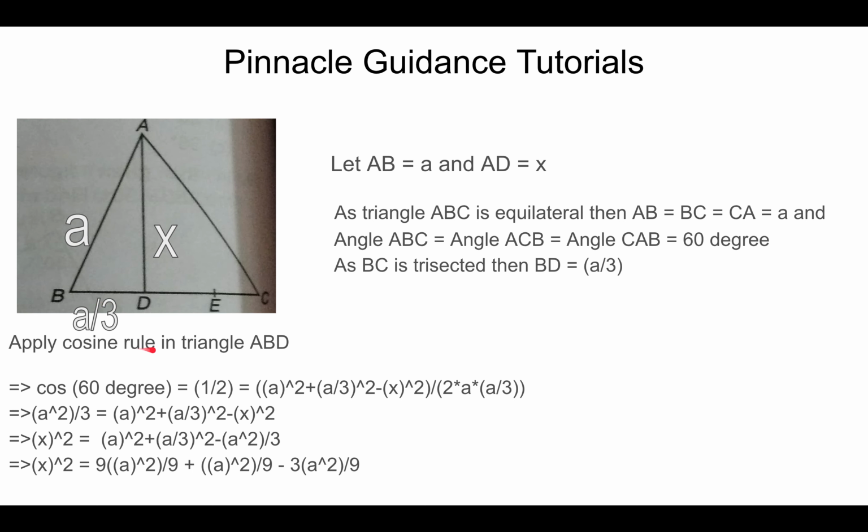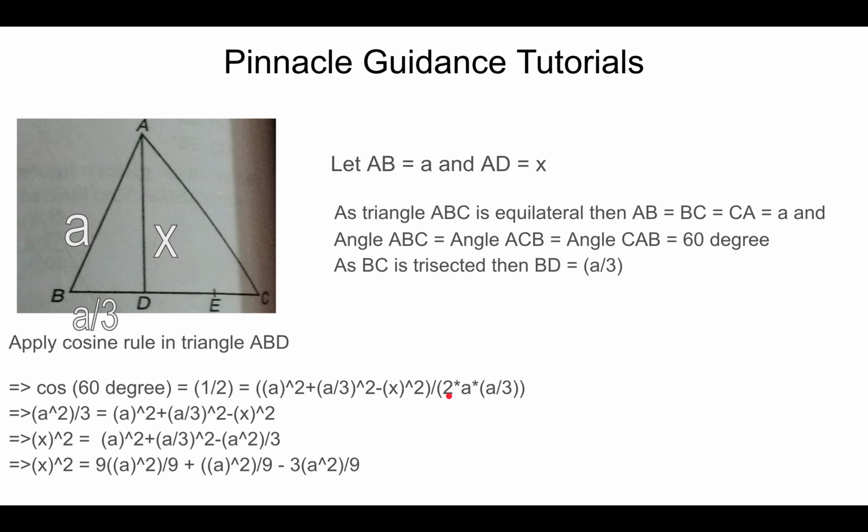So apply the cosine rule in triangle ABD. What is this angle? This is angle 60. So cos of 60 will be equal to A square plus (A by 3) whole square minus x square, divided by 2 into A by 3. This is cosine value, cos 60 degrees is half.